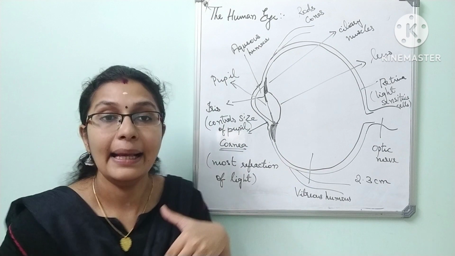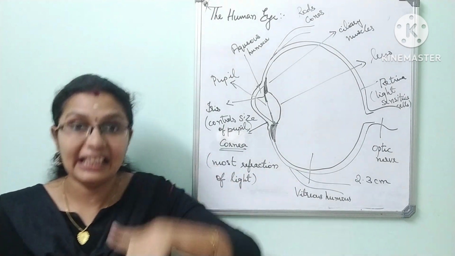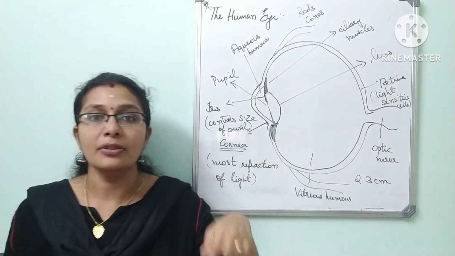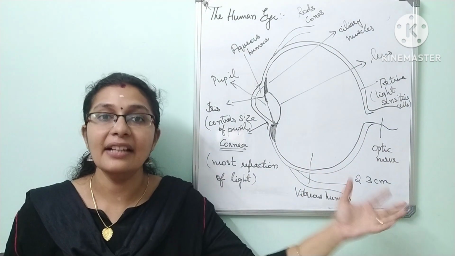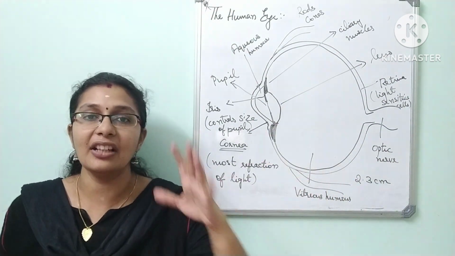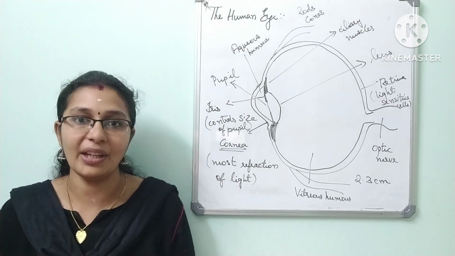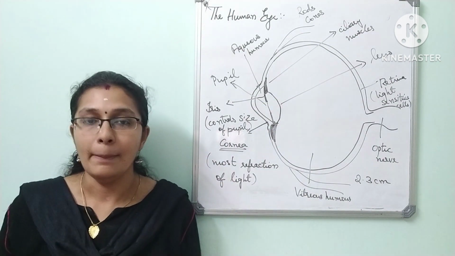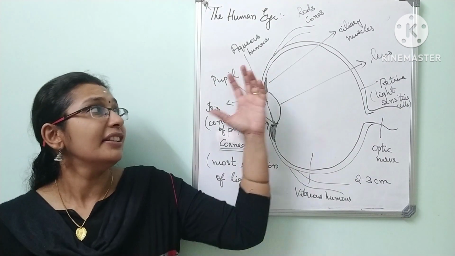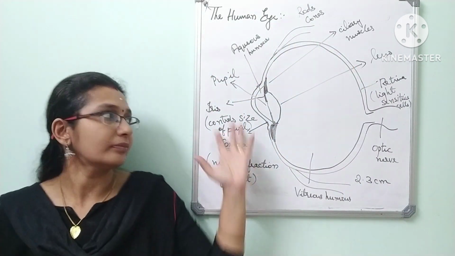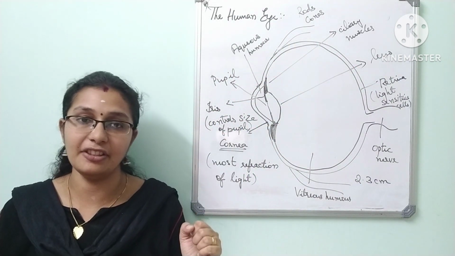Okay, so this lens helps to form a real and inverted image on the retina. So the optic nerves send these electrical signals to the brain, and the brain detects the correct position of the object. Okay, and thus we are able to perceive the object. Clear? These are all about the structure of the human eye.